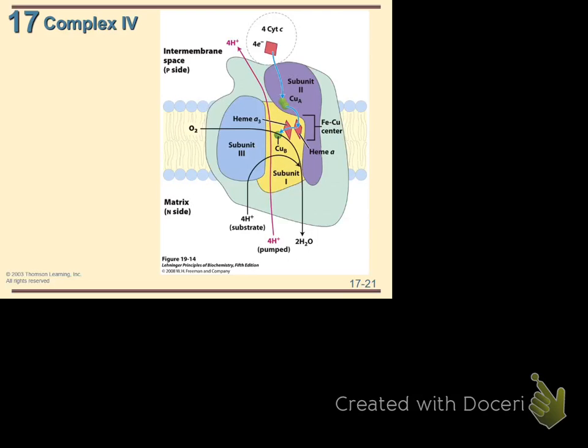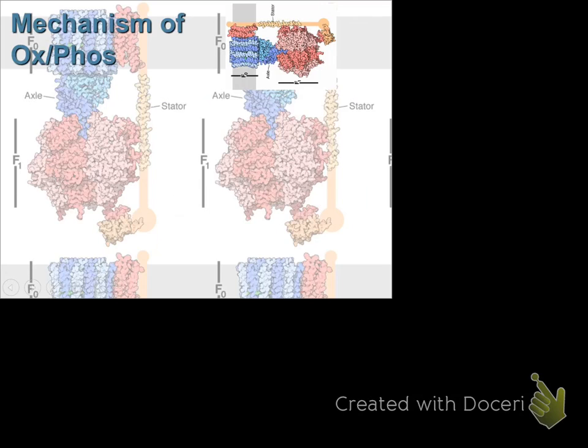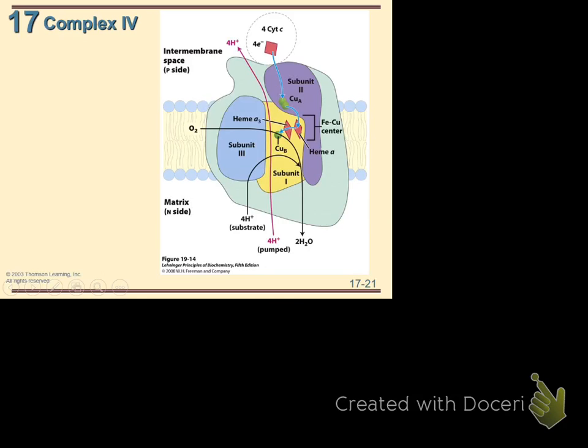And so then it comes in, and it accepts the electrons from the copper B. It also helps take out some more of the protons from the matrix side in order to make water. And at the same time, it pumps additional protons out. Okay, so remember, complexes 1, 3, and 4 move protons from the N side inside the matrix to the P side, or the intermembrane space. But complex 2 does not.